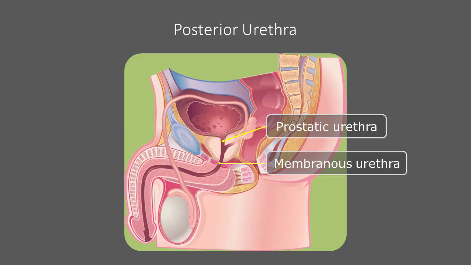Once the urethra enters the urogenital diaphragm, it becomes the posterior urethra, which is further divided into the membranous urethra and the prostatic urethra, as shown here. The prostatic urethra is that part of the urine channel that courses through the prostate before connecting into the bladder. These divisions of the urethra are important because different conditions affect different parts, and treatment options vary based on the location of the problem.